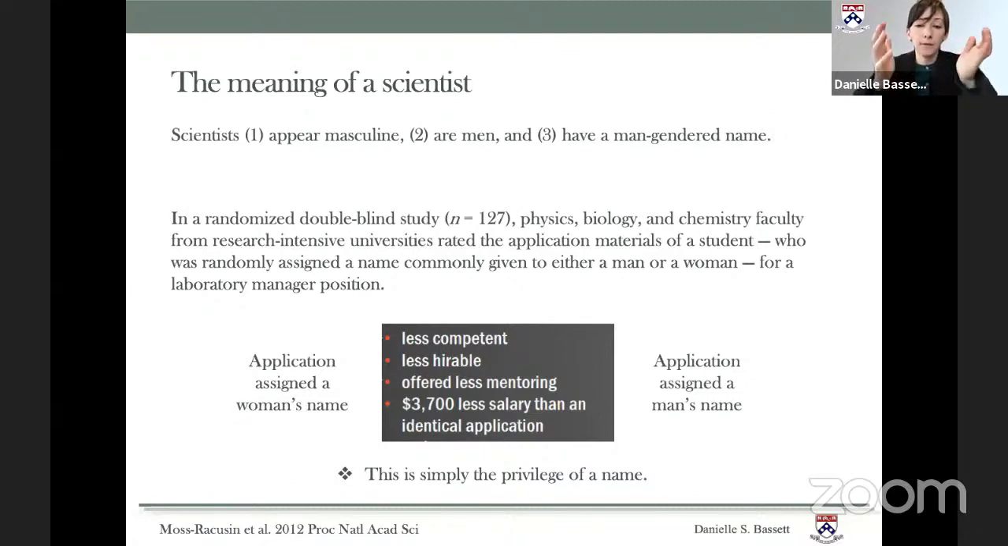And when they were given the application materials that had a woman's name assigned at the top, that person was deemed as less competent, less hireable, offered less mentoring, and offered $3,700 less in salary than the identical application, the same CV with a man's name at the top. So this is important because it's the privilege not just of an identity, but of a name.